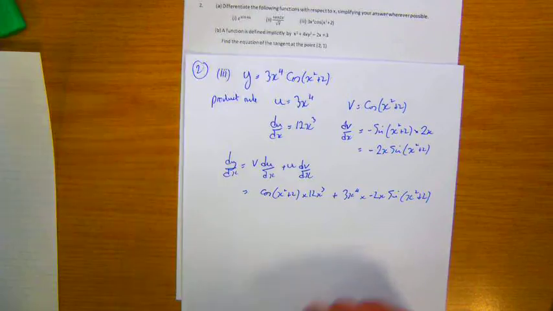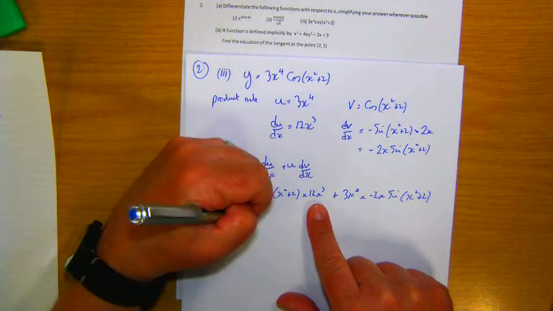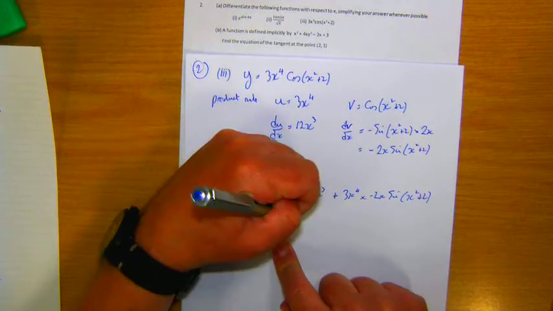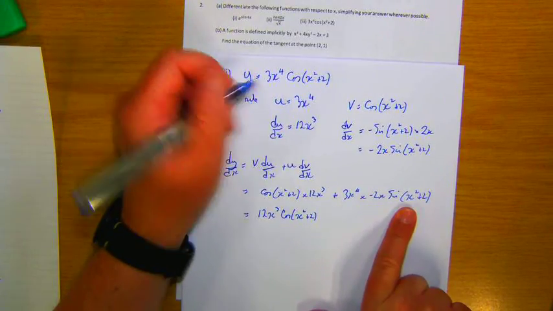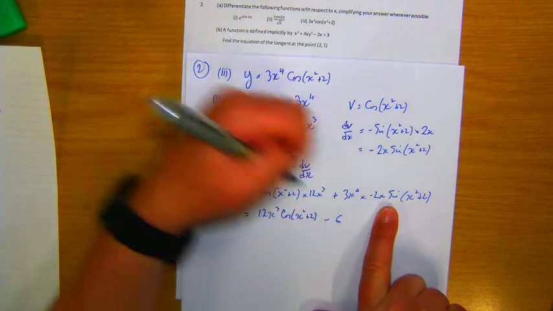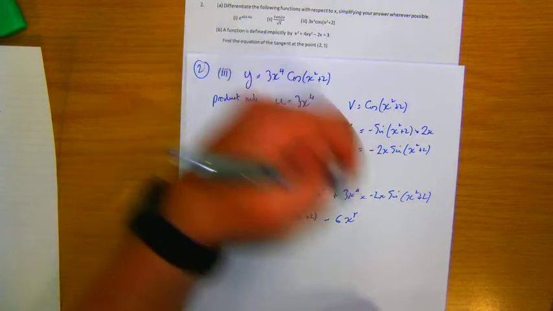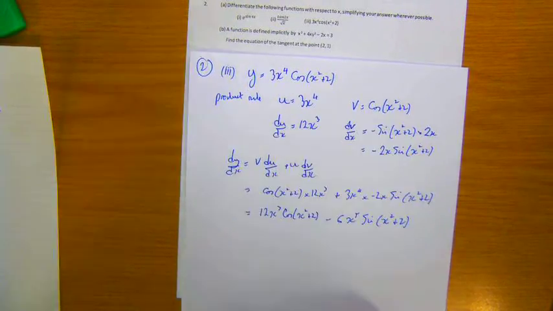Tidy up. So first of all, let's just write it a little bit neater. So I'm going to have 12x cubed cos x squared plus 2. Now when I multiply this out, I'm going to have minus 6x to the 5 sine x squared plus 2.